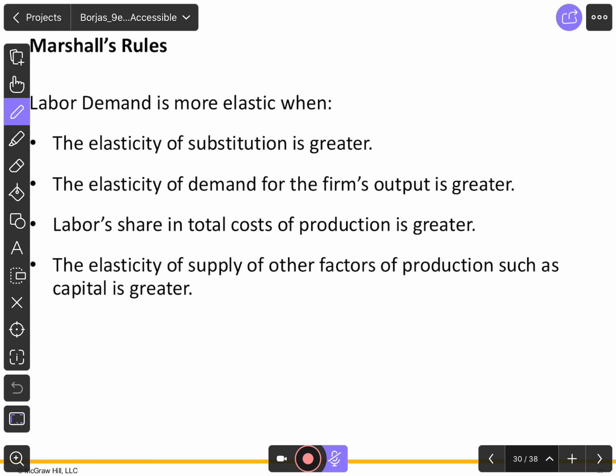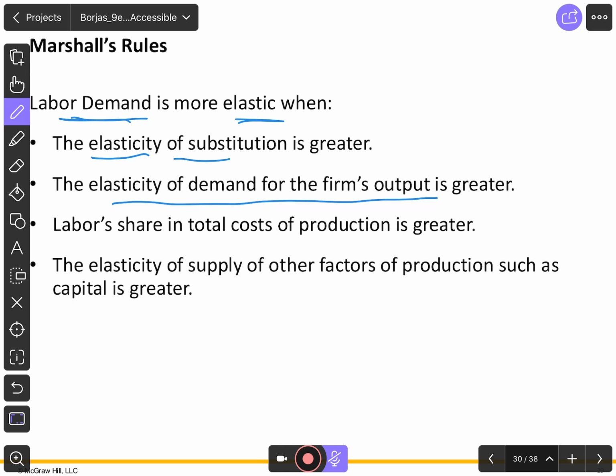Marshall's rule is basically talking about when we can find labor demand elastic, and these 4 points make sense. If I'm able to substitute easily between labor and capital, then this increases the elasticity. So if the elasticity of substitution is greater, labor demand is more elastic. Also, if the elasticity of demand for the firm's output is greater, I'm able to reduce the price a little bit and gain the market.